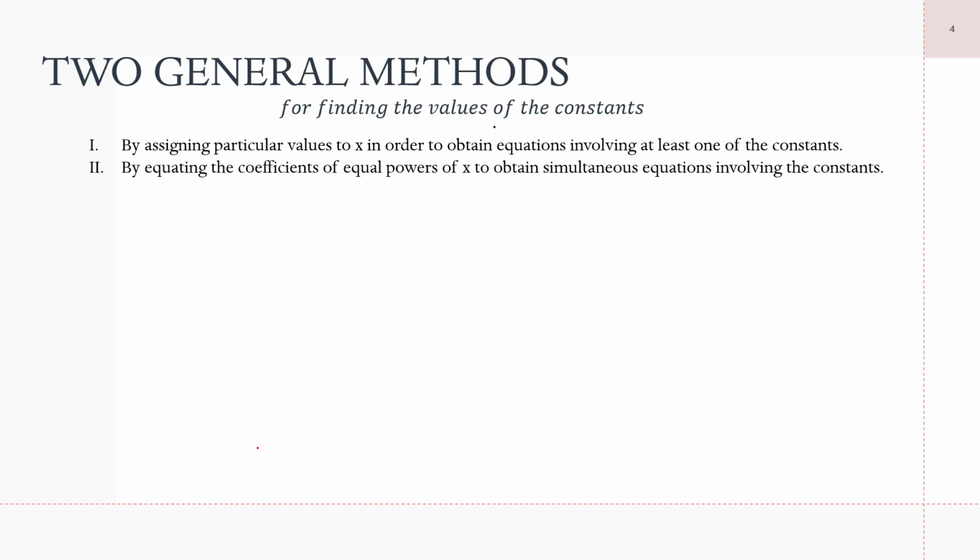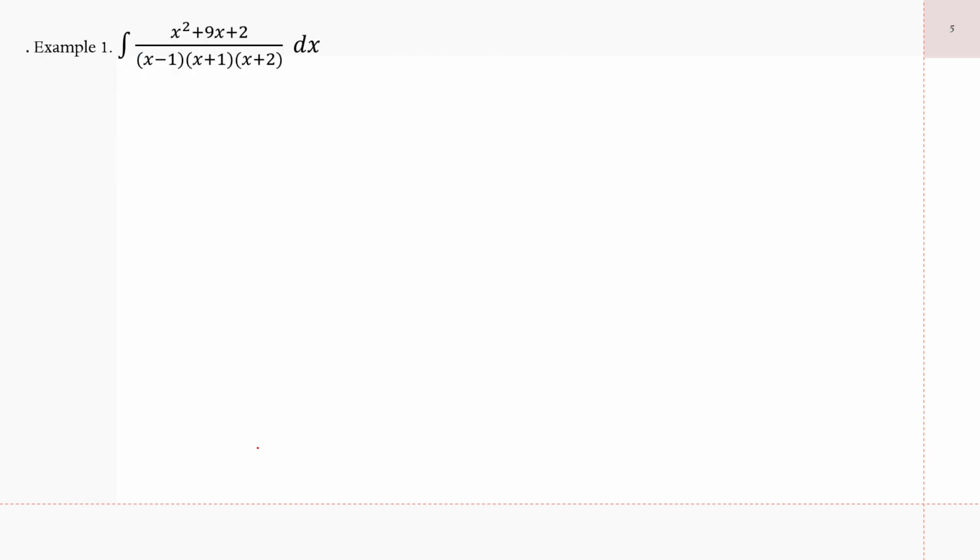There are two general methods for finding the values of the constants. The first one is by assigning particular values to x in order to obtain equations involving at least one of the constants. The second one is by equating the coefficients of equal powers of x to obtain simultaneous equations involving the constants. These are the two general methods that we need to apply. So let us have problem number 1, applying method 1 and method 2.